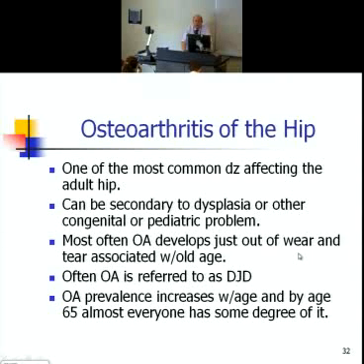So the terms osteoarthritis, or OA, and degenerative joint disease, or DJD, are used interchangeably. So if you see that a patient has DJD on a note, it is exactly the same thing as OA. Okay, the terms are interchangeable.